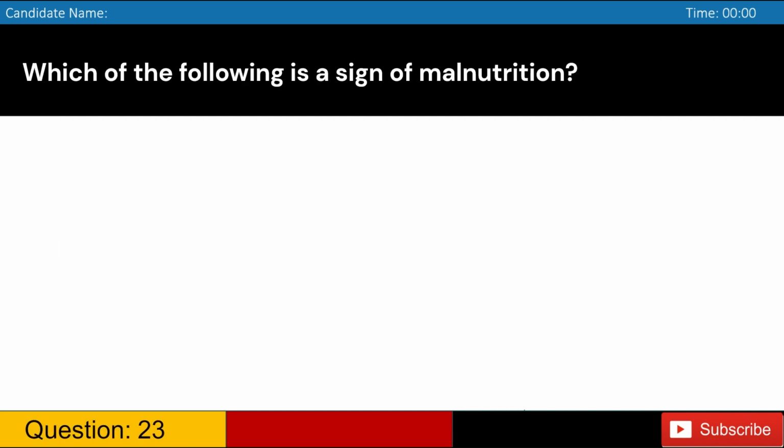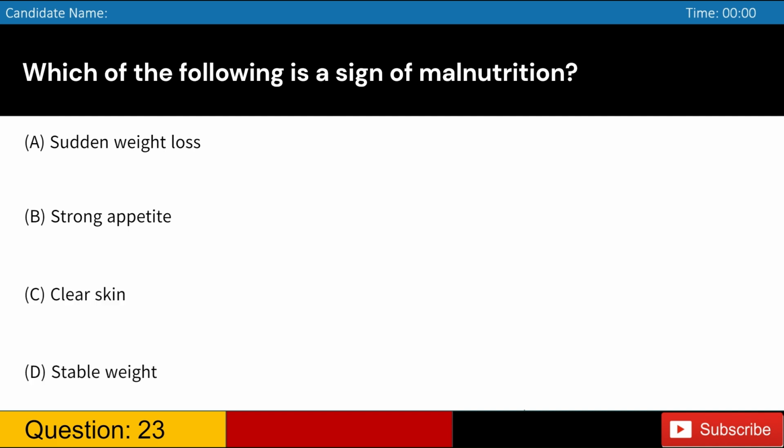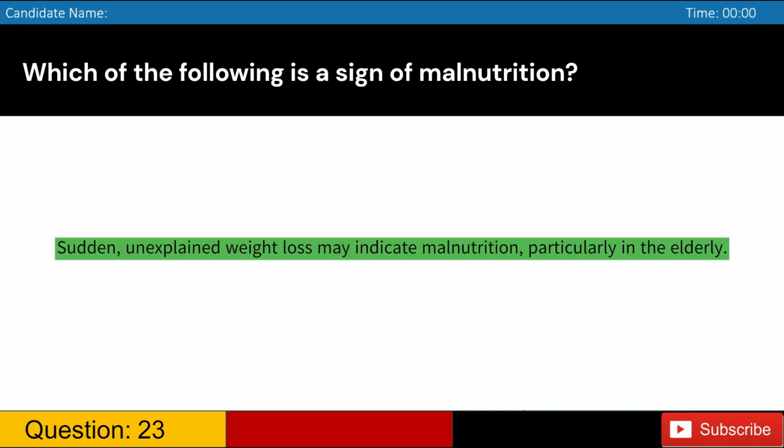Which of the following is a sign of malnutrition? A. Sudden weight loss. B. Strong appetite. C. Clear skin. D. Stable weight. Answer A. Sudden, unexplained weight loss may indicate malnutrition, particularly in the elderly.